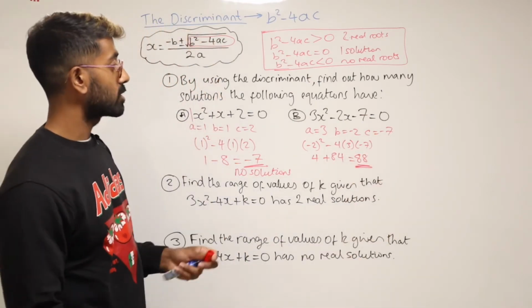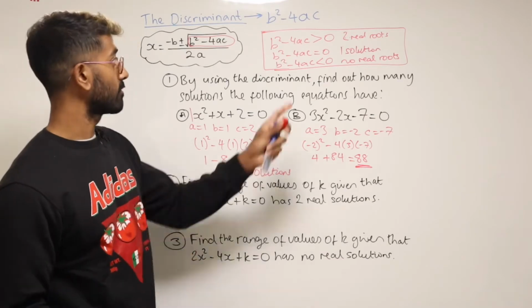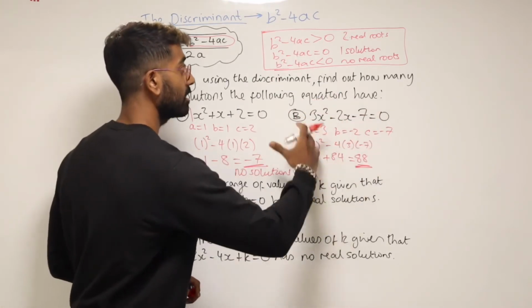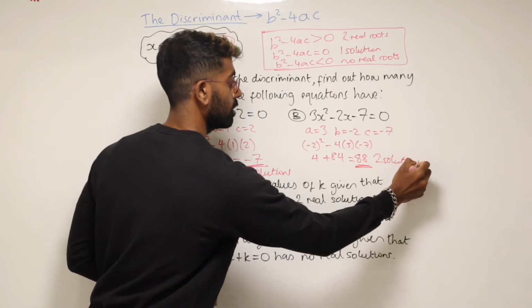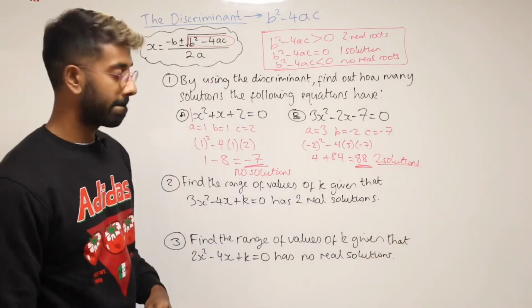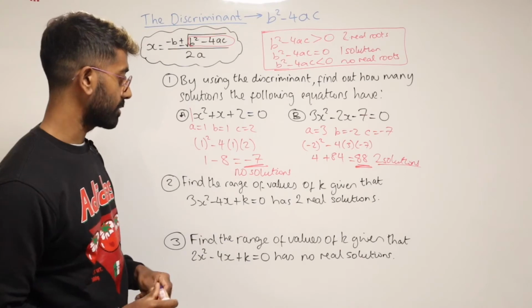So this time, b squared minus 4ac is positive. So if it's positive, it means this here is going to have two real roots, or two solutions. So there we go. Nice and simple to begin with.